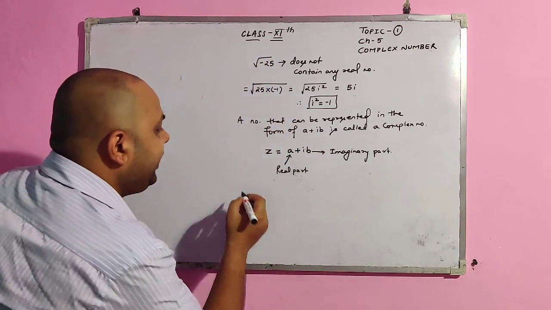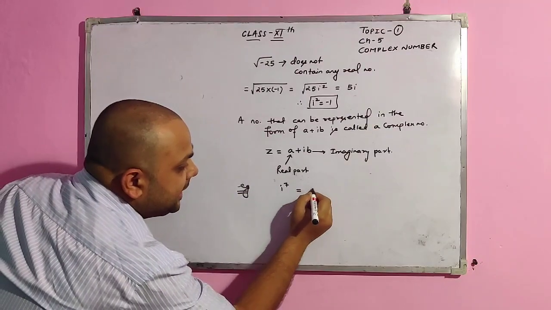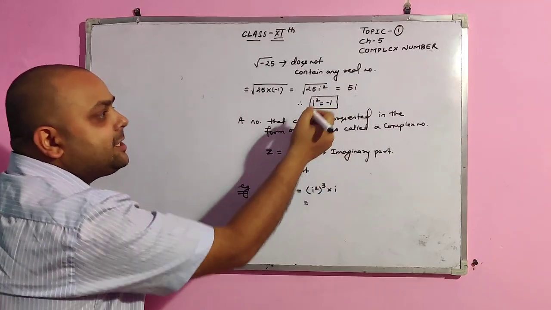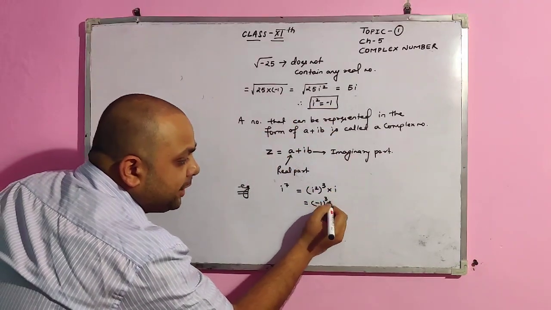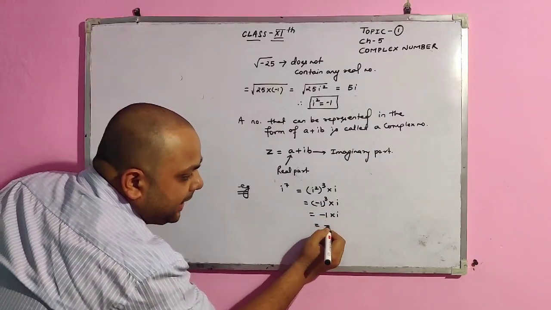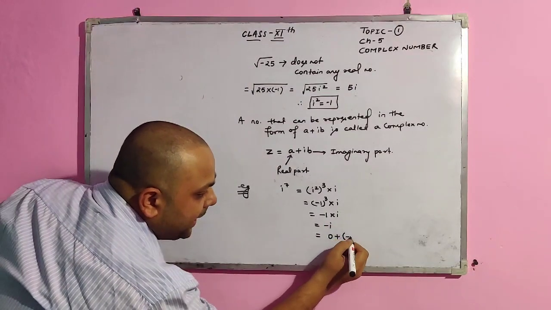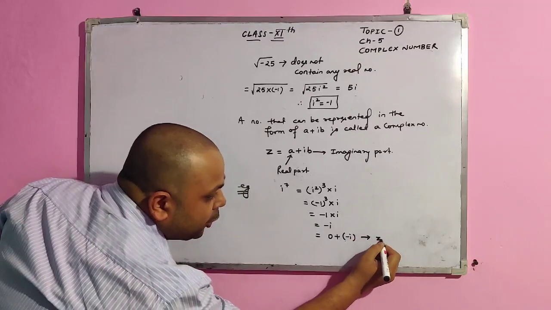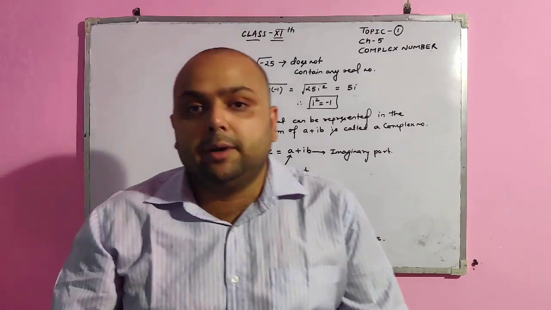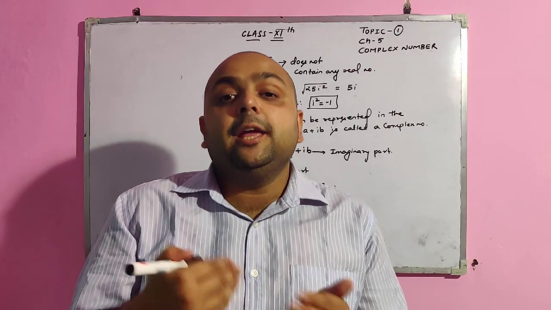For example, if we have i to the power 7, this can be written as i square power 3 into i. Now i square is minus 1. So minus 1 to the power 3, this can be written as minus 1 into i, which is minus iota. So the real part is not here, so we write like this, 0 plus minus iota. This is the required complex number. So the complex numbers are the numbers which consist of a real part and an imaginary part.